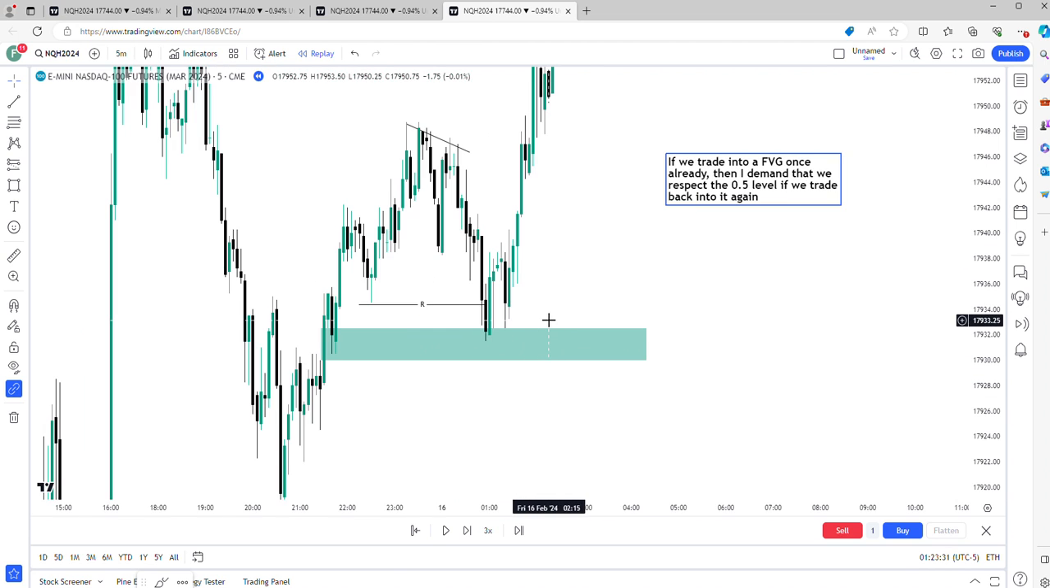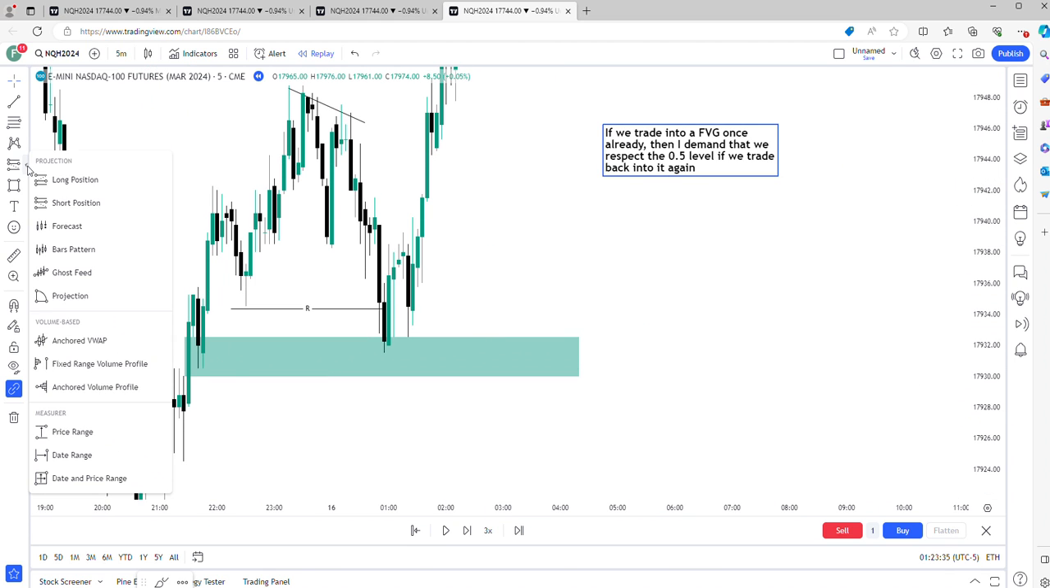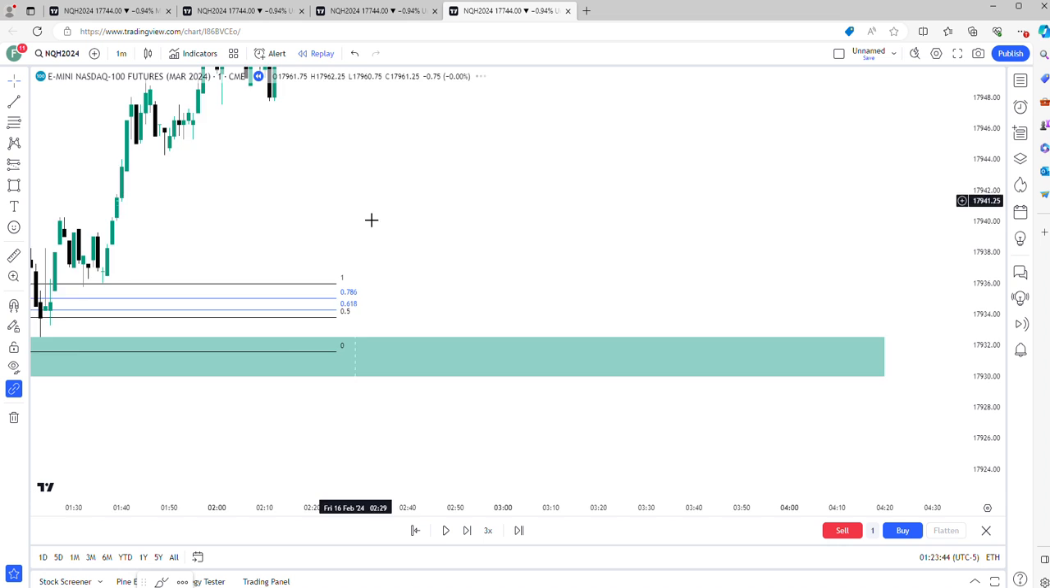Price comes back down here. We trade into this down close candle, which is an order block. All right, that's an order block. And again, any order block, you can measure out the whole order block like this, and you can see how price reacts off the 0.5 level. Beautiful. Go back to the 1-minute time frame.